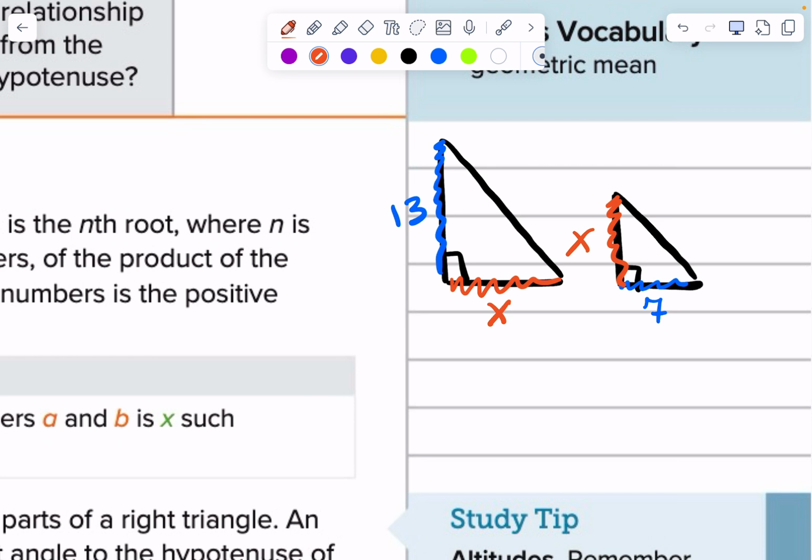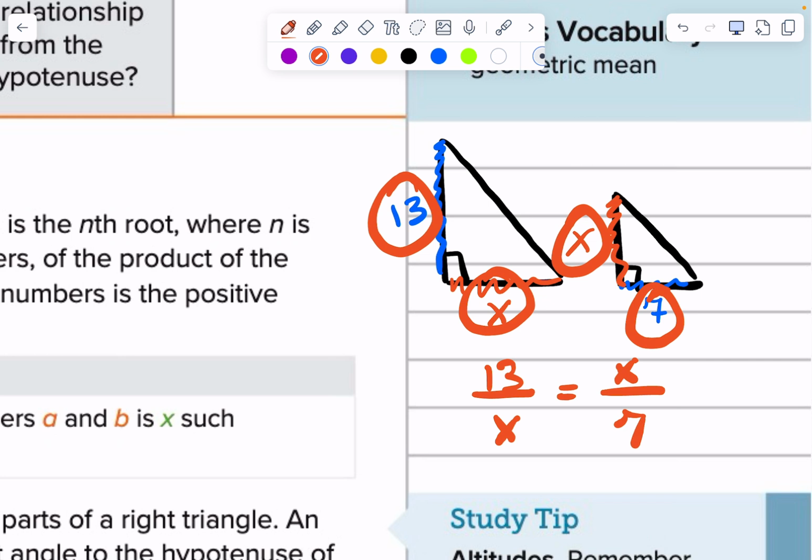We skipped over chapter 8, which in a nutshell was talking about similar triangles. And one of the things that we do is when we're solving for an unknown variable, but we have similar triangles, we can set up a proportion. If we set up a proportion, what will it look like? 13 over x equals x over 7, right? We can do that.